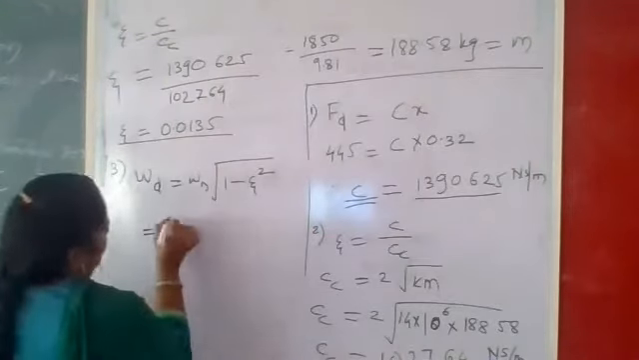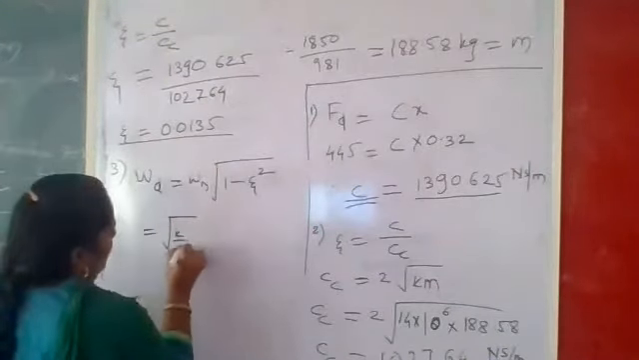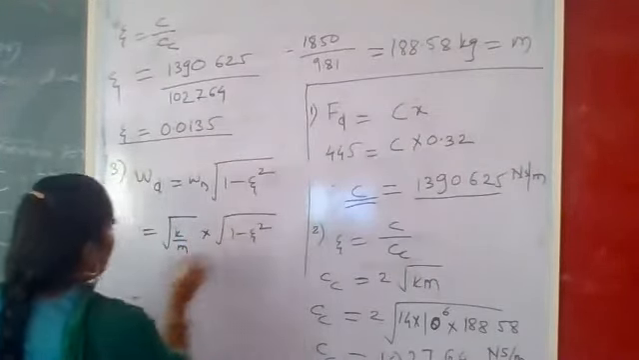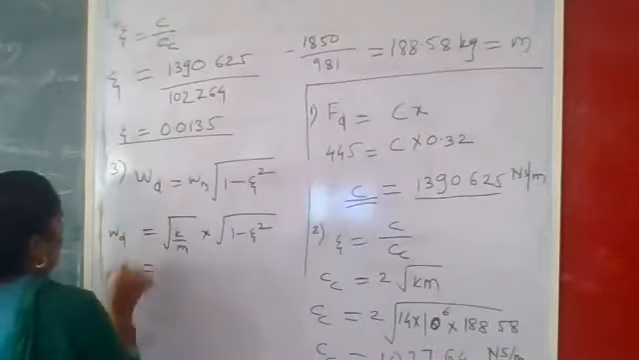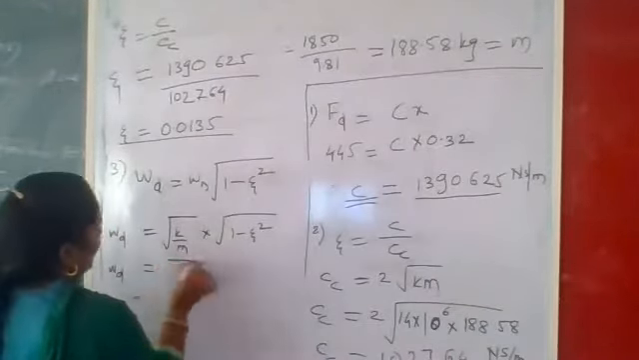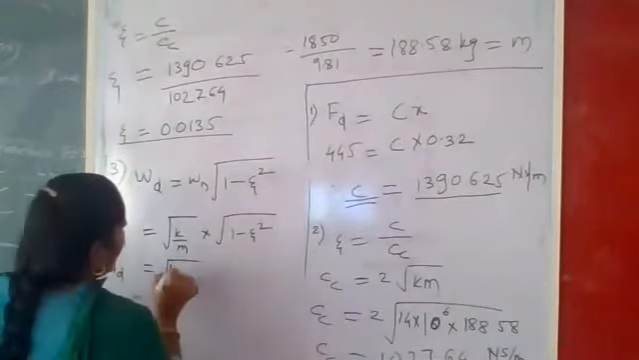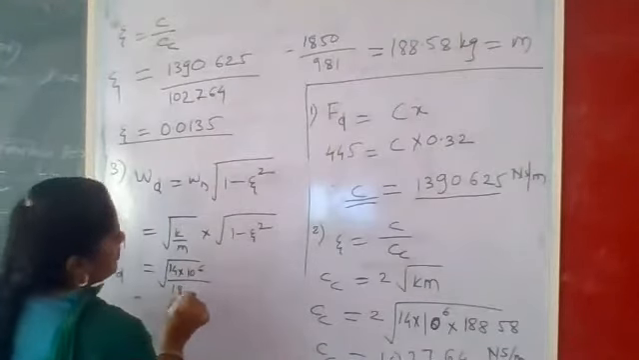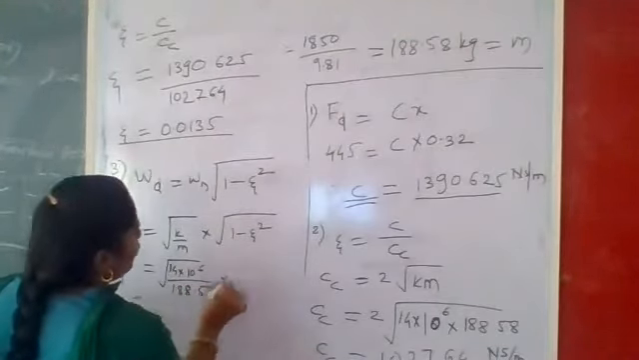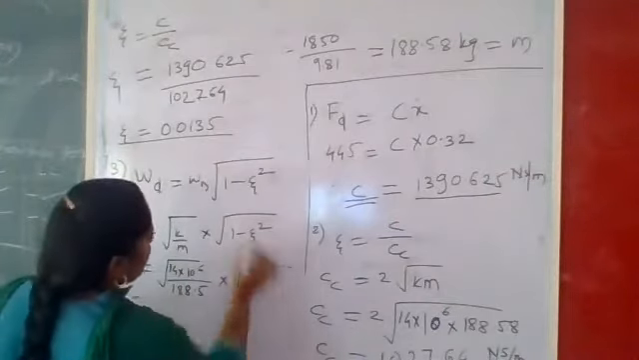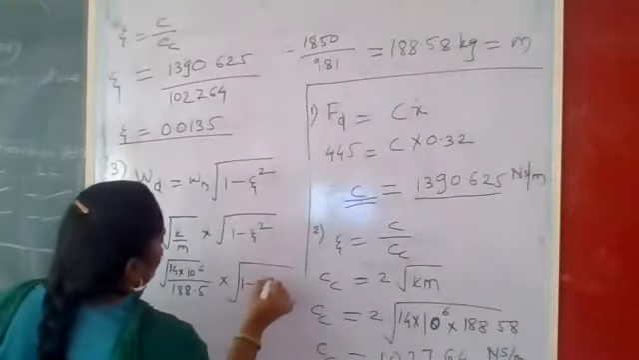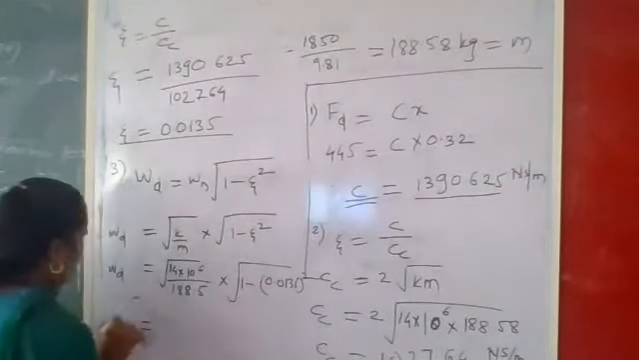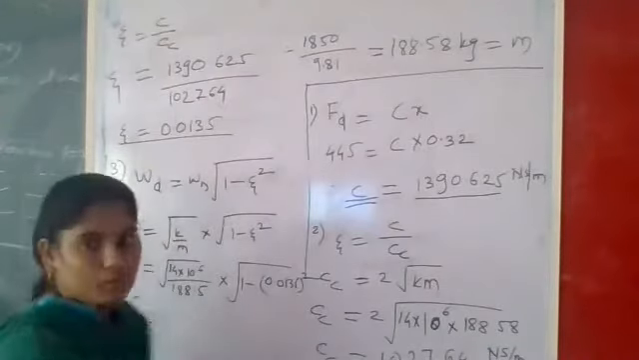What is omega n for us? Omega n is equal to root of k by m, into 1 minus zeta square. Put all the values and tell me the value of omega d. See what comes. Omega d is equal to k. What is our k value? That is 14 into 10 raised to 6 divided by m. Already we know that is 188.5 into root of 1 minus zeta. What is the value of zeta now here? That is 0.0135 bracket square. Tell me the value of omega d by multiplying these two.